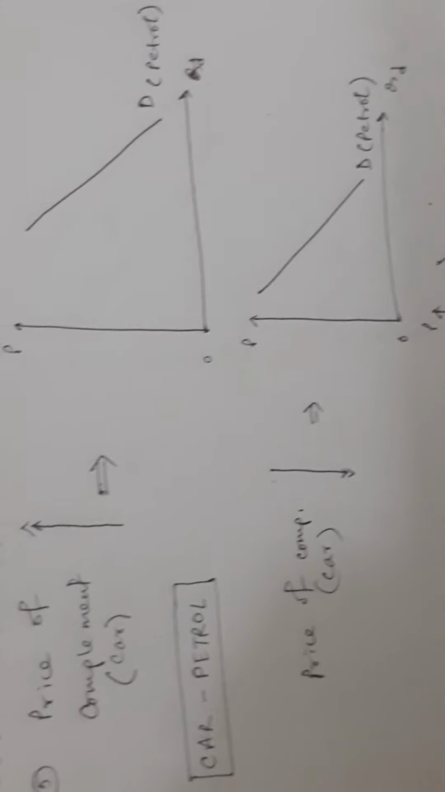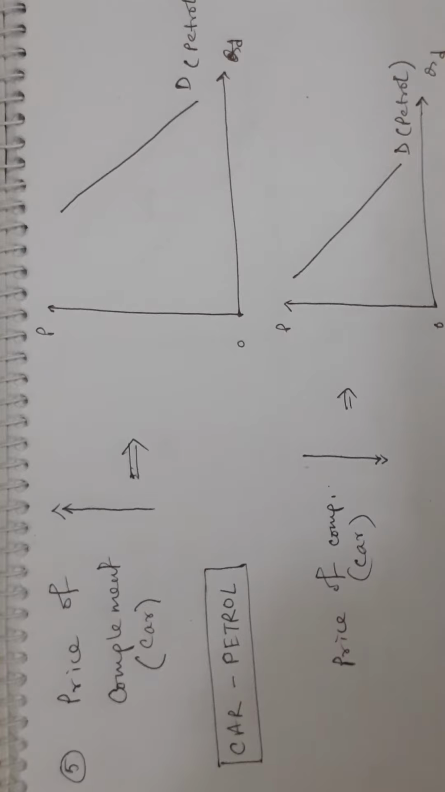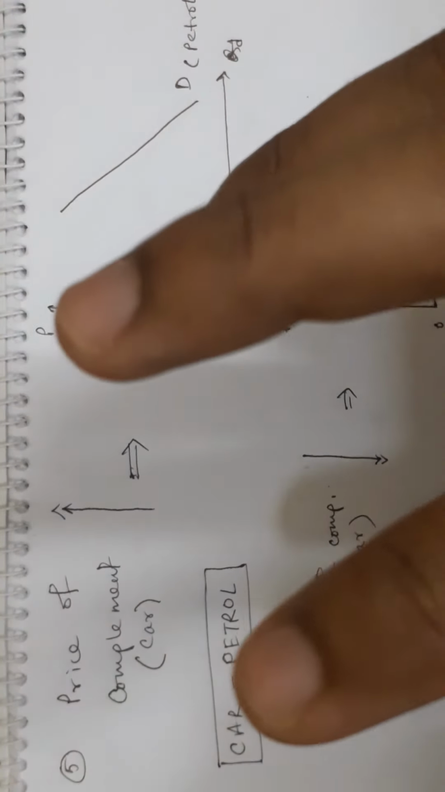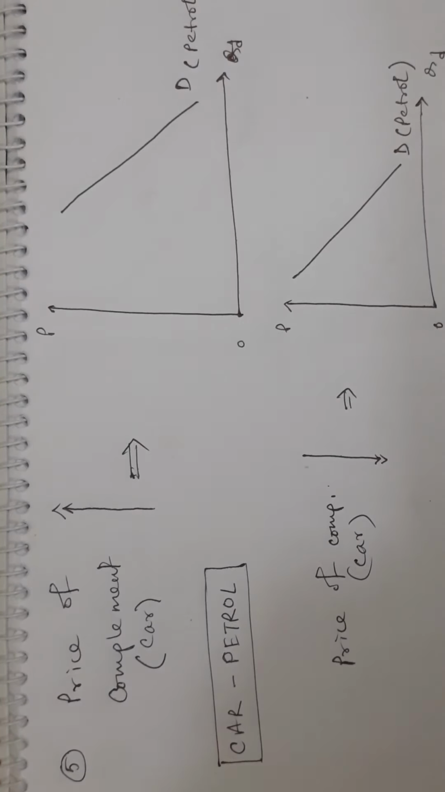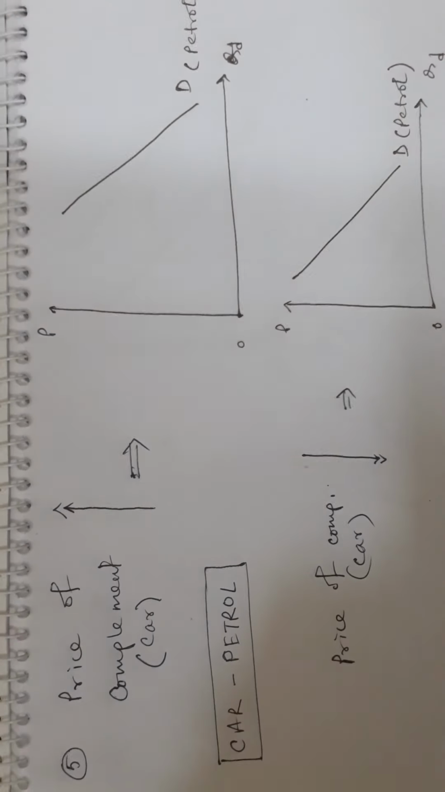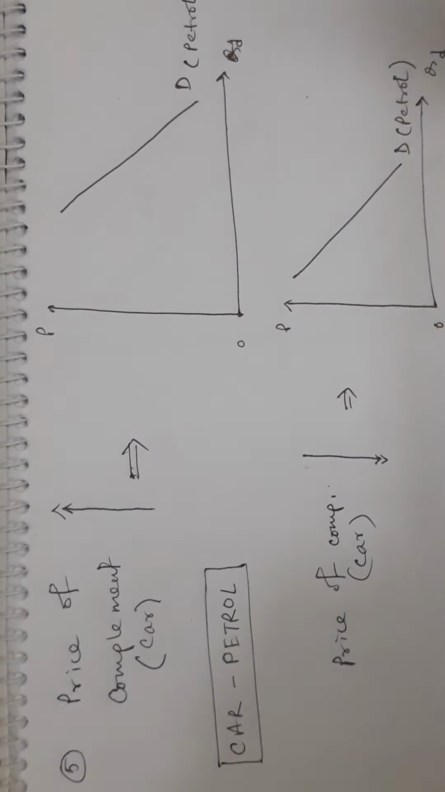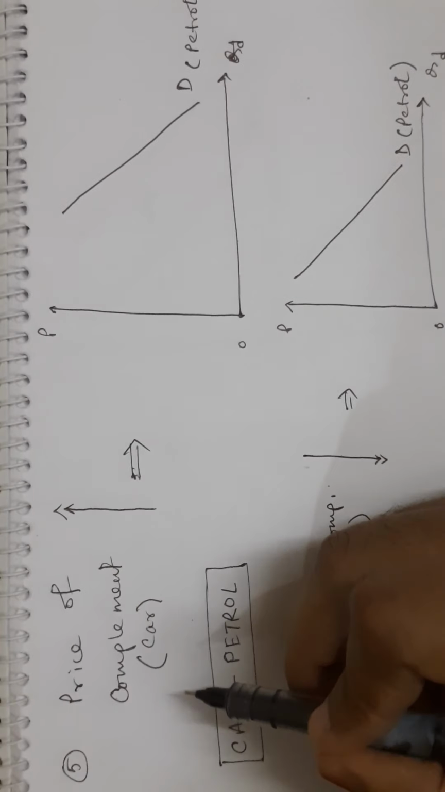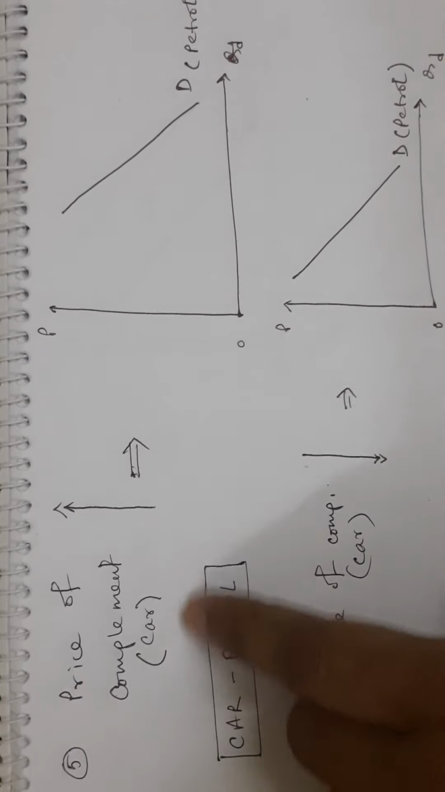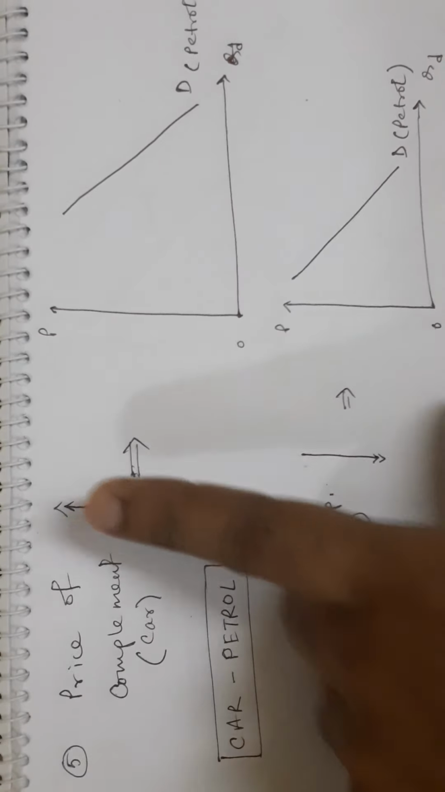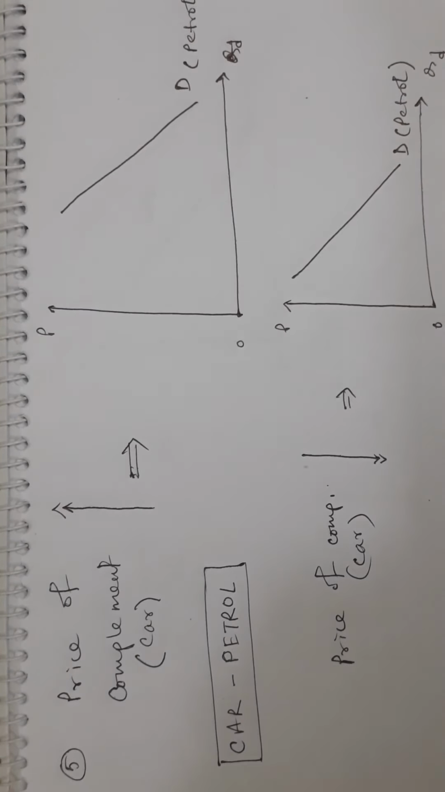Now, next one is price of complement, another related goods. Complementary items are those items which are consumed together, jointly consumed. You need both items to consume at the same time. For example, car and petrol, tea and sugar. These are complementary items. So these are called complements. Now, what happens if the price of a complementary item rises? What happens to the demand for the other complement?